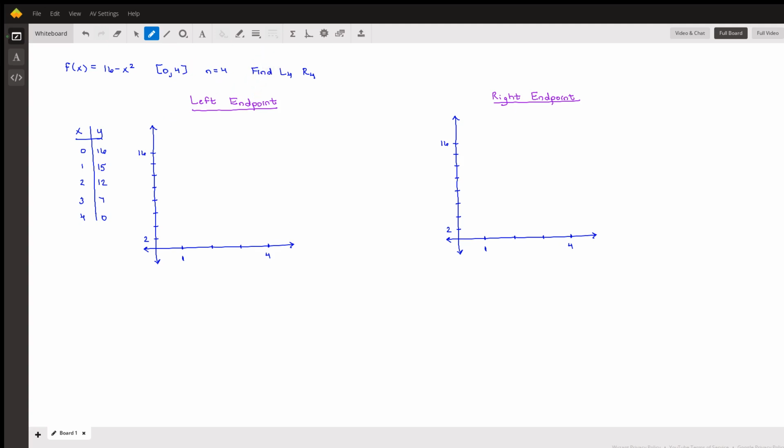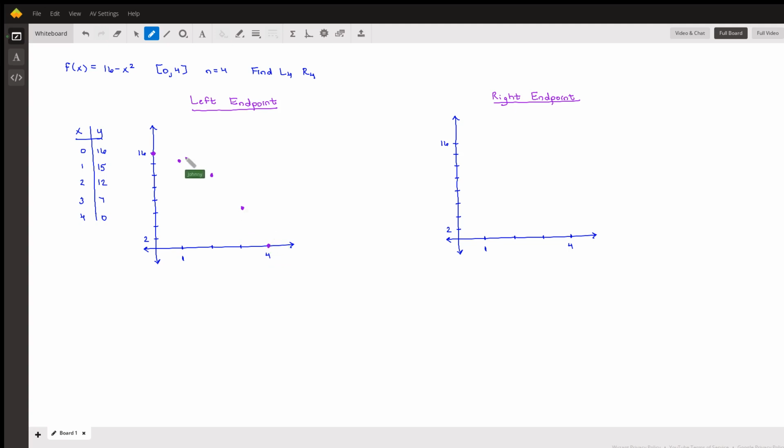And it's going to be the same graph on the left endpoint and on the right endpoint, but the rectangles will be in a different position. Now you should notice that my y scale is 2s, my x scale is 1s, so be a little careful there. So at 0, I have a point at 16, and then I go right 1 up 15, so somewhere like right there. And then at 2, I have 12, so it'd be right about here. And then at 3, I have 7, so 2, 4, 6, 7 would be right about here. And then at 4, I would get 0.